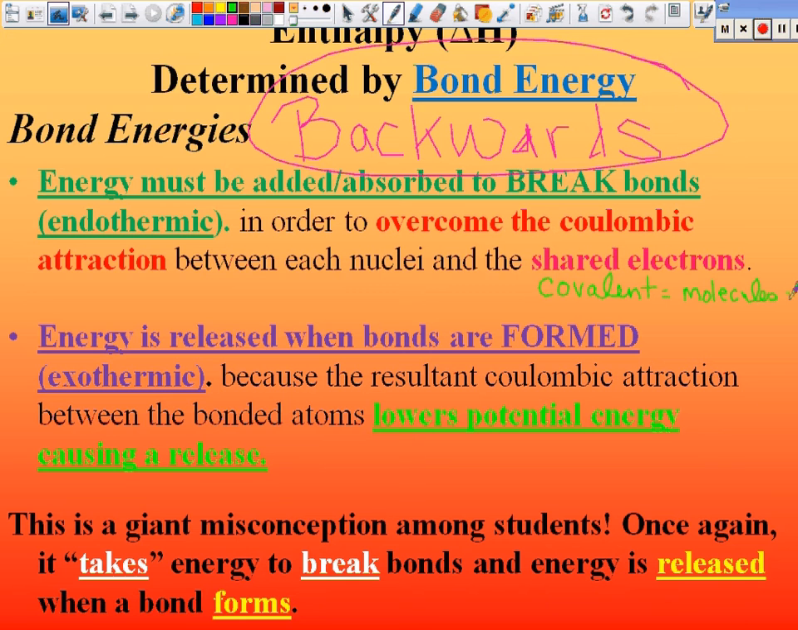Now, going back a long time ago, why do atoms make bonds? There's 2 reasons. Yes, but that's not the word. I need one word. Stable and lower potential energy. Okay? Those 2 reasons. Because the resultant Coulombic attraction between the bonded atoms causes lower potential energy, causing a release. So, they're excited about it, right?